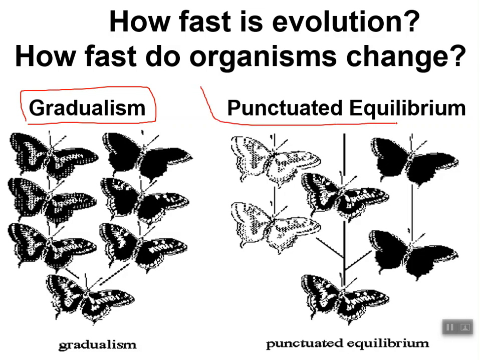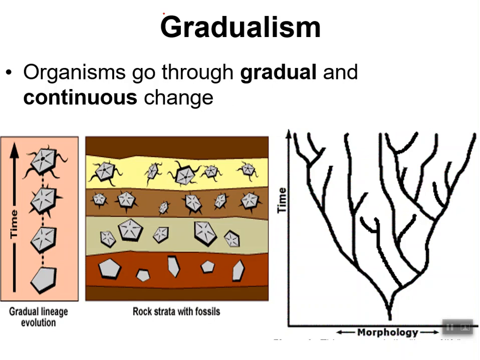One is gradualism, proposed by Darwin, and one proposed by someone called Stephen Jay Gould. He's no longer with us, but he was on The Simpsons, actually, called punctuated equilibrium. So let's go ahead and look at gradualism first. This was Darwin's proposal, and this is still applicable for a lot of species. This is gradual and continuous change.